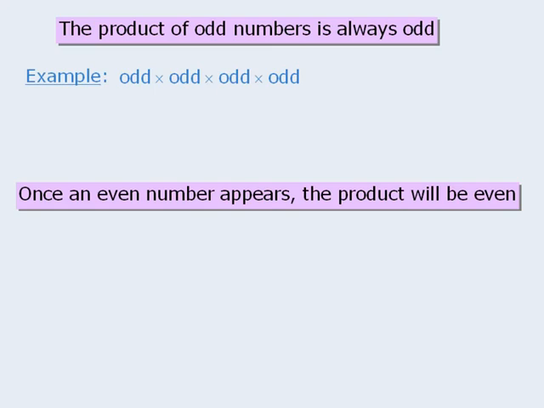Let's see why. To begin, we'll take this first odd number and find its prime factorization. Since the number is odd, we know that the prime factorization will not include any 2's. The next number is also odd, so its prime factorization will not include any 2's either. The same applies to this number and this number. From this, we know that the entire product here does not include any 2's. As such, the product must be odd.